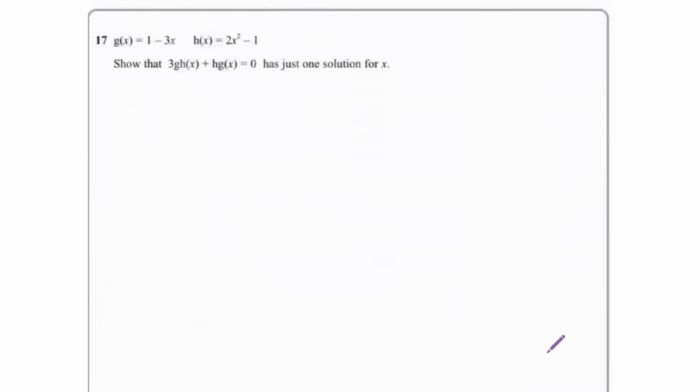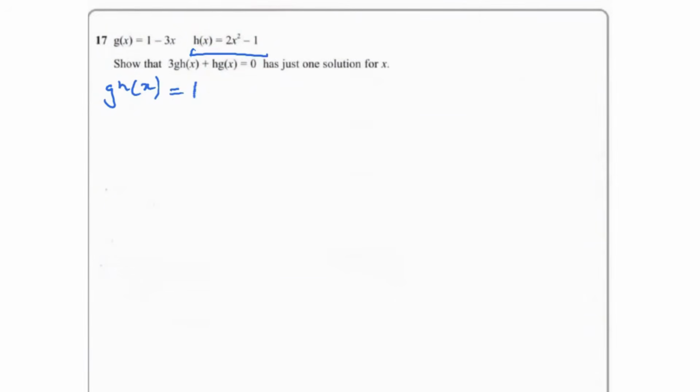Then we have functions. g of x is 1 minus 3x and h of x is 2x squared minus 1. Show that 3 times g of h(x) plus h of g(x) equals 0 has just one solution for x. So you have to find the composite functions first and then prove that this equation has just one solution for x. So g of h(x) means that we're substituting h(x) in g.